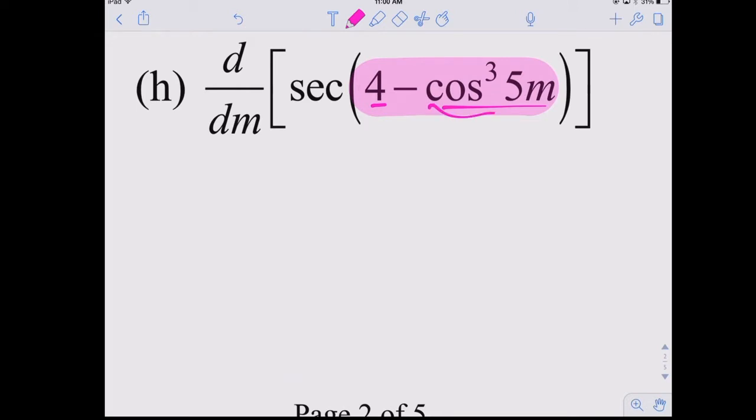That second term is really how many functions in one? How many layers do you see? You see two? I kind of see more than two. But I see a function cubed. I see a cosine function. And then I see a 5m, which is a linear function. So there's actually three layers there.